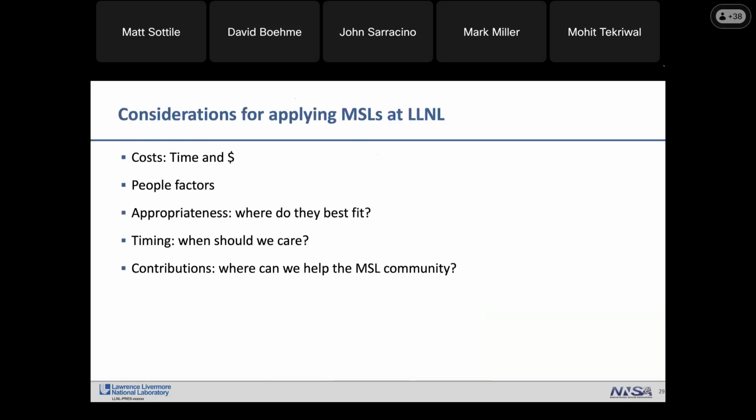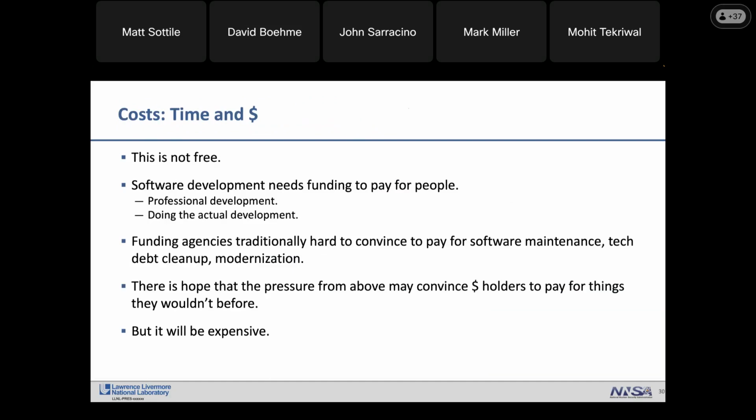So if we're considering how to apply these at the lab, the biggest considerations are cost, obviously, time and effort cost money. There are human factors, and we also have to figure out when and where to apply these things. So I have a few thoughts on these areas. So cost, this is not going to be free. We all know that. You need to be able to pay not only for the time writing the code, but the professional development to make it so people become proficient in working with these sorts of languages.